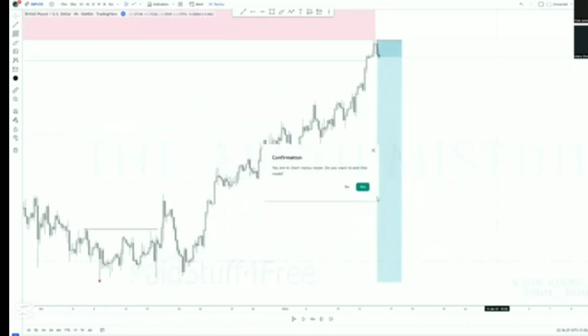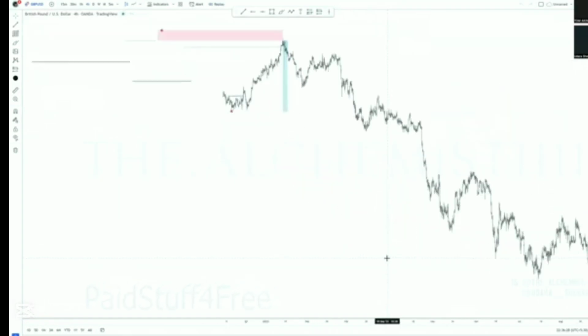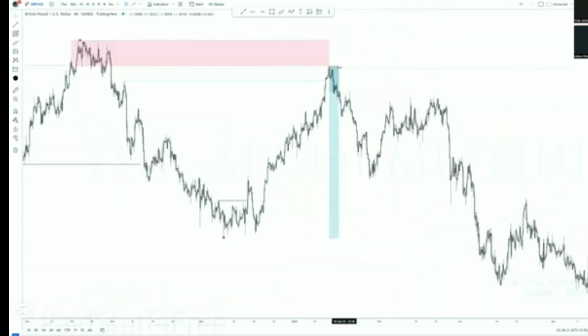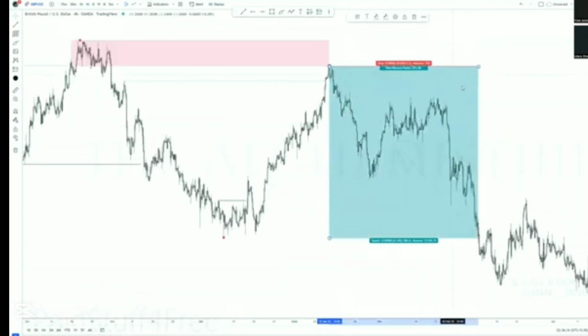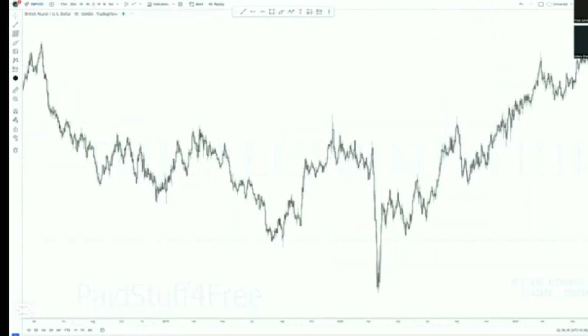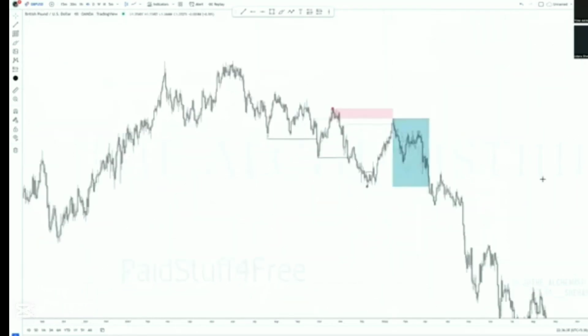So what happened? Look at the drop into the external range liquidity. Same exact setup, different time frames.